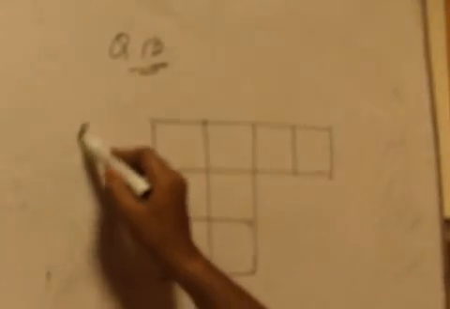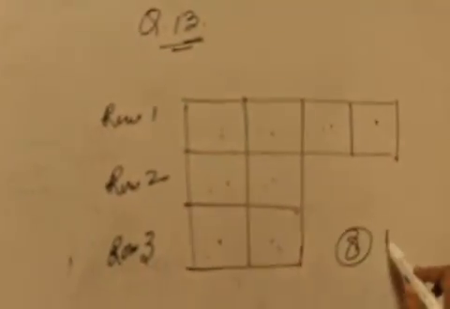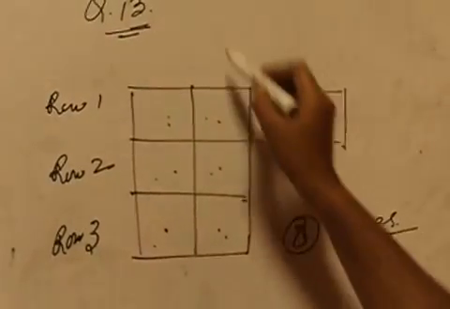In this case, we are given one diagram like this. Finally we have 3 rows: row 1, row 2, and row 3. Row 1 contains 4 boxes, row 2 will have 2 boxes, and row 3 will again have 2 boxes. So finally we have 8 boxes.